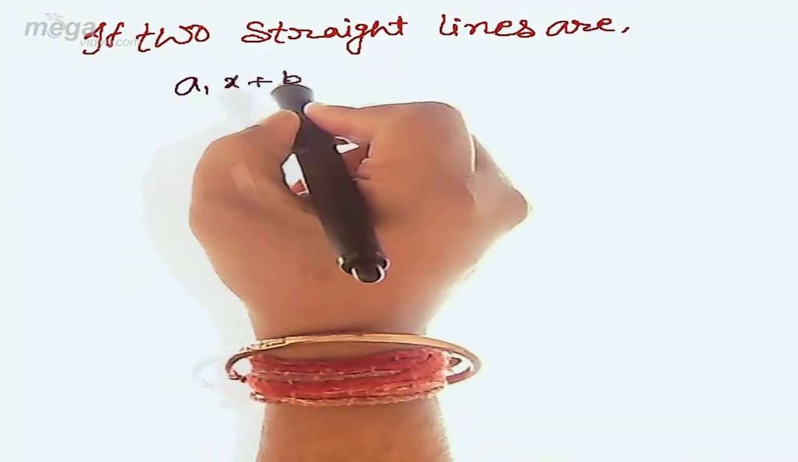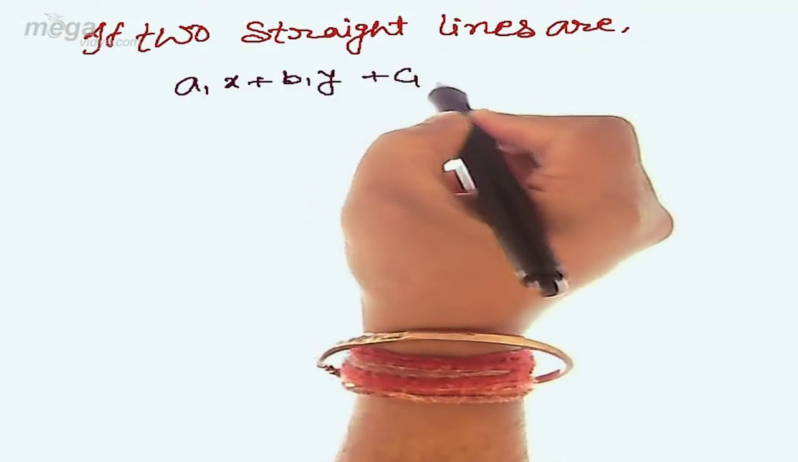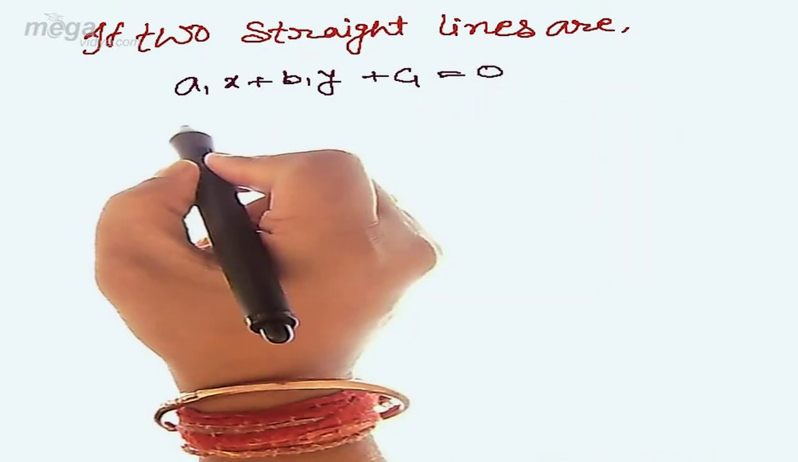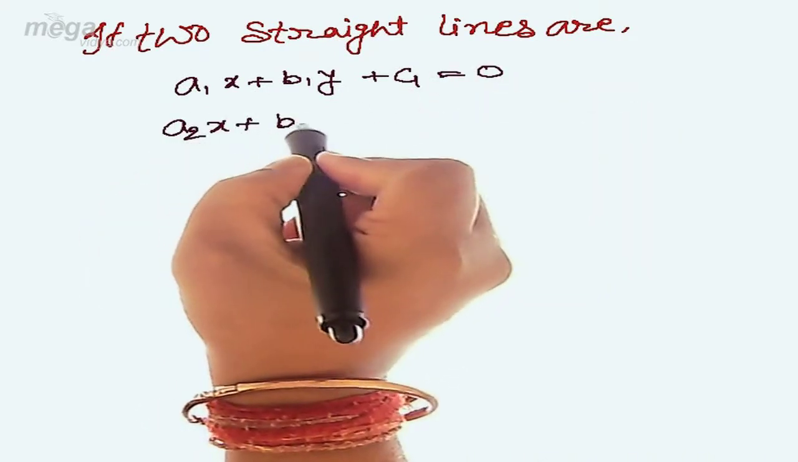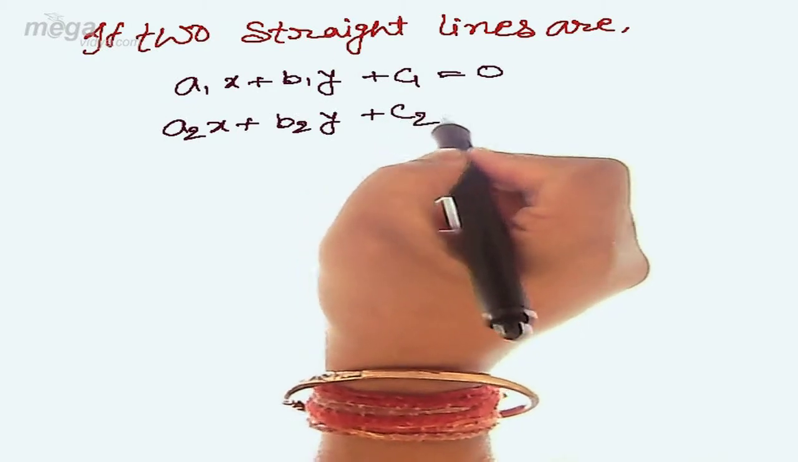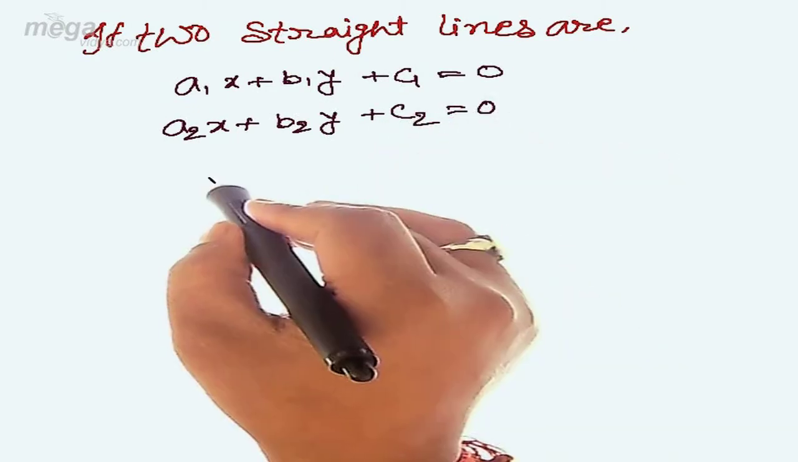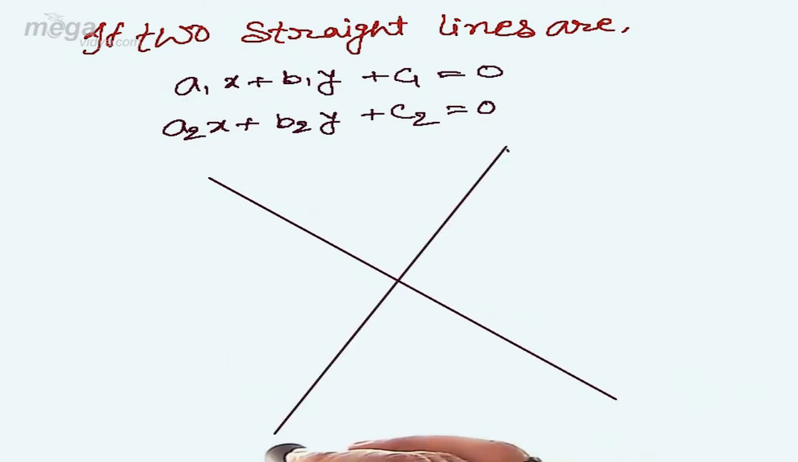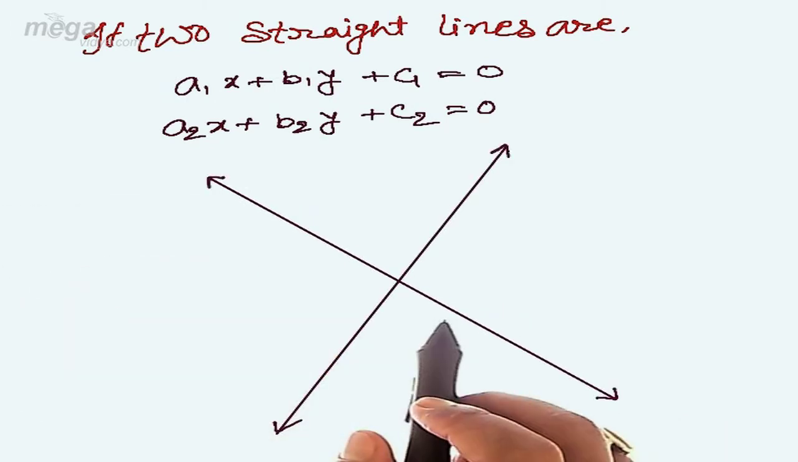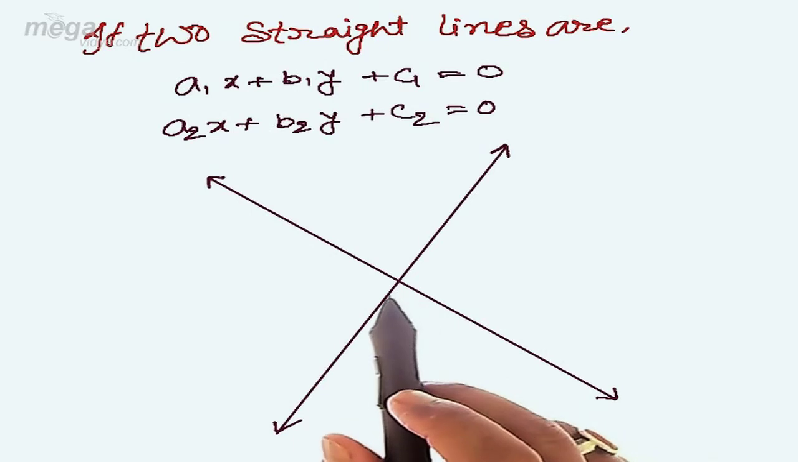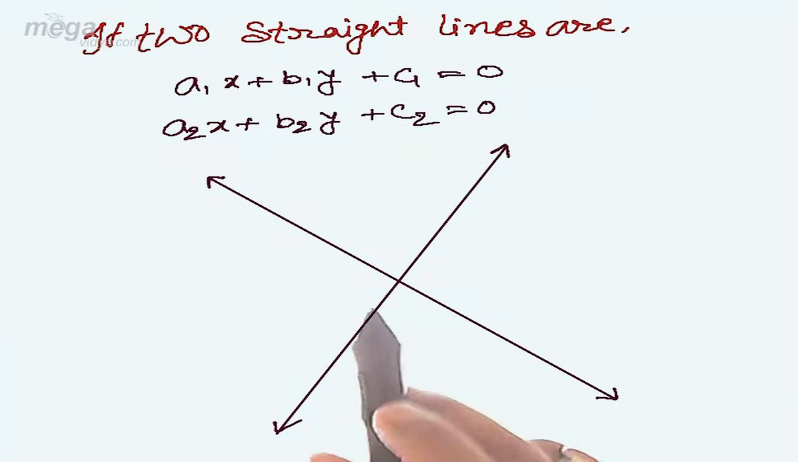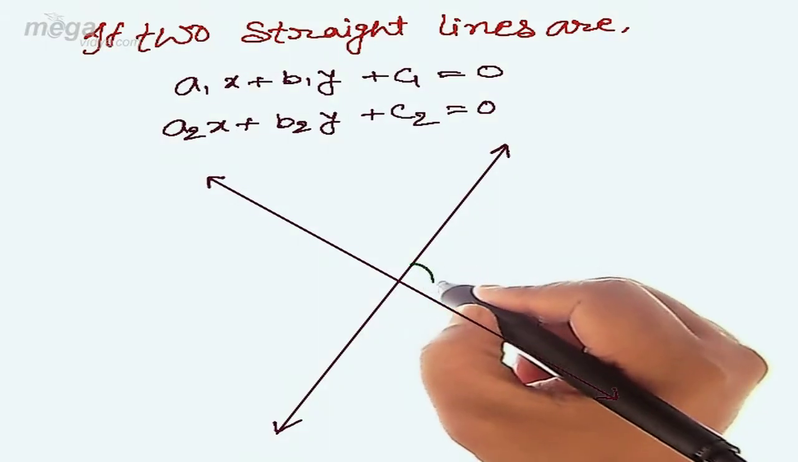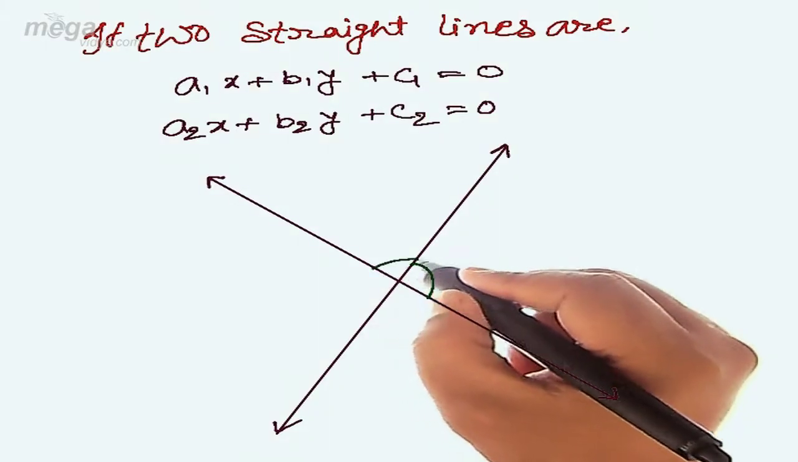If these two straight lines are a1x + b1y + c1 = 0 and a2x + b2y + c2 = 0, then you can draw the graph of the lines like this. Now you have to find the bisectors of the angle between these two given straight lines. That means the bisector of this angle and the bisector of this angle.